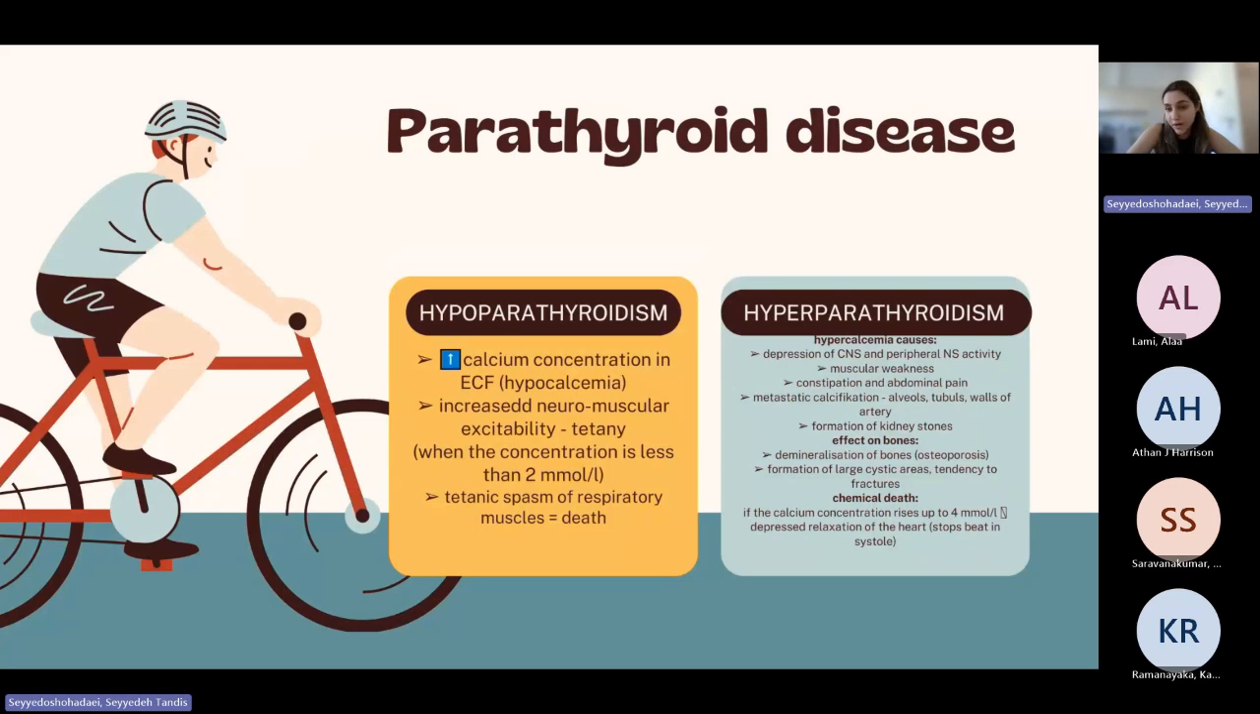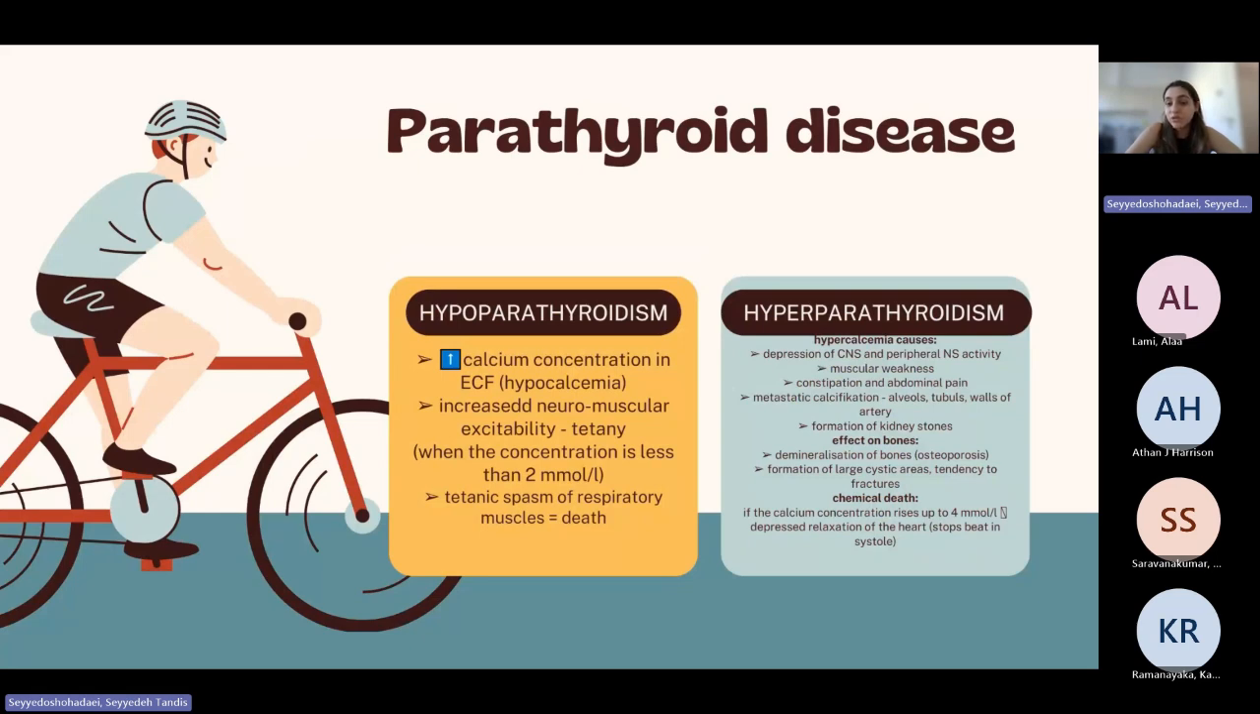The other disease is hyperparathyroidism, which causes hypercalcemia, and it can cause depression of the CNS and the peripheral activity. It causes muscular weakness, constipation, abdominal pain, and formation of kidney stones. If the hyperparathyroidism affects the bones, it will cause demineralization of the bones, which is called osteoporosis, and formation of large cystic areas. Because the bones become weaker, they will be more fragile, and there's an increased tendency to fractures.